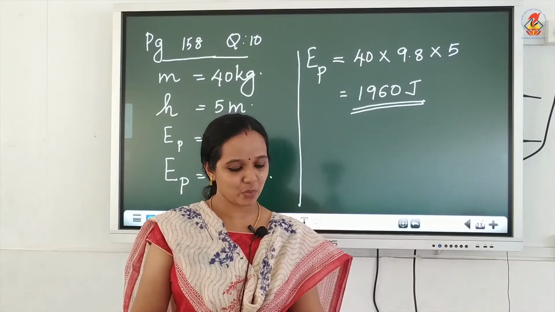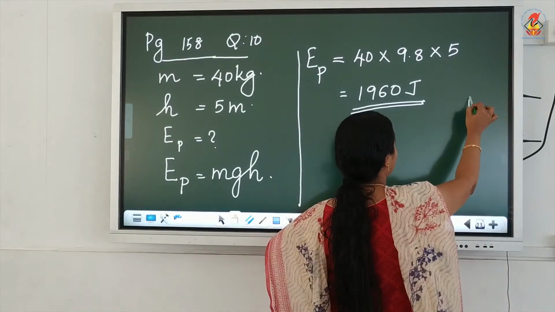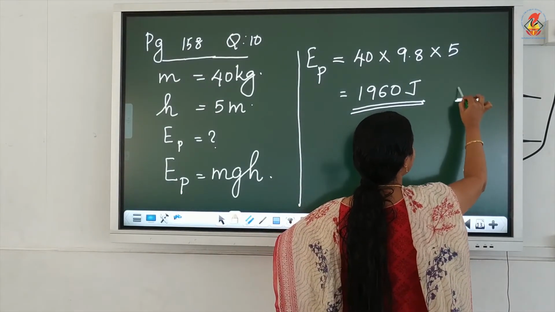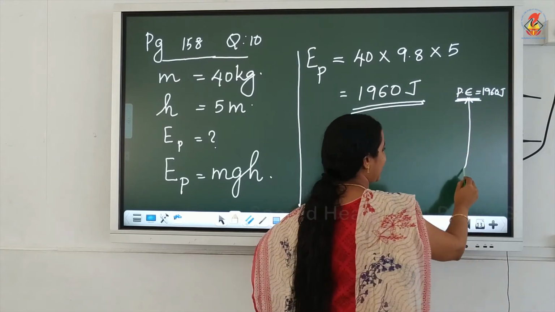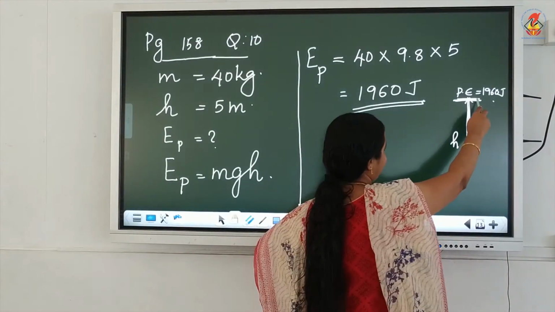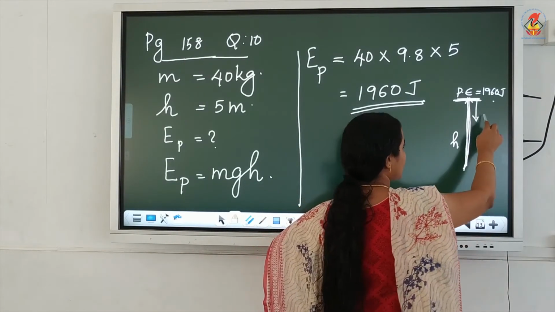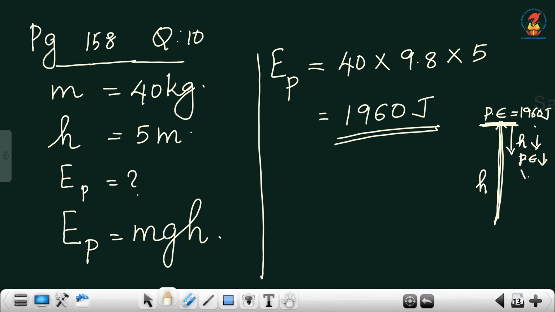Now, second part of the question is, if the object is allowed to fall down. So initially it was taken up, and at the maximum height it had a potential energy of 1960 joules. Initially an object was raised to a height h, and when it was at a maximum height, the maximum potential energy it has is 1960 joules. Now the object is allowed to fall down. So the object is falling down. When object falls down, height decreases. So potential energy also decreases.